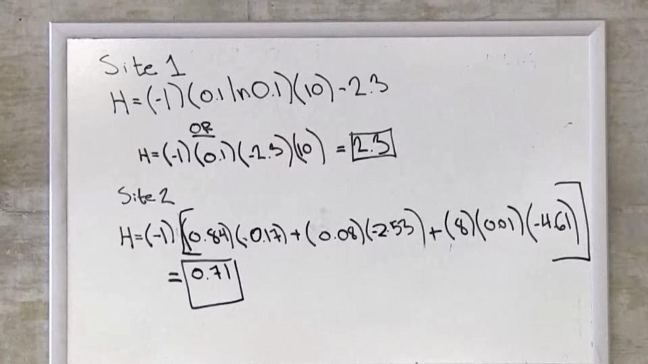In the second example given, the proportion of species number 1 is 0.84, i.e. 84 individuals of species 1. That of species 2 is 0.08, and that of the other 8 species is 0.01. So the Shannon-Weiner index here, H, equals -1 times (0.84 times -0.17, plus 0.08 times -2.53, plus 8 times 0.01 times -4.61), giving us 0.71.